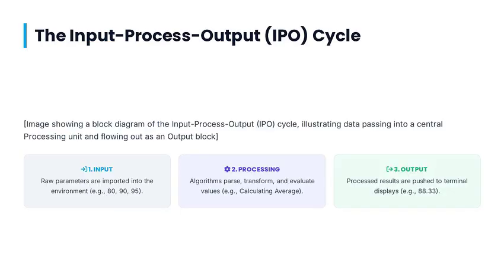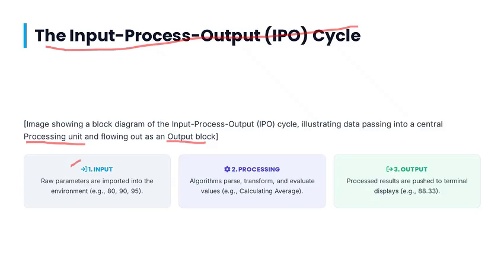Then comes the input process output IPO cycle. Image showing a block diagram of the input process output cycle illustrating data passing into a central unit, that is CPU, and flowing out as an output block. It enters, it goes into the CPU, it processes and flows out through the output block.